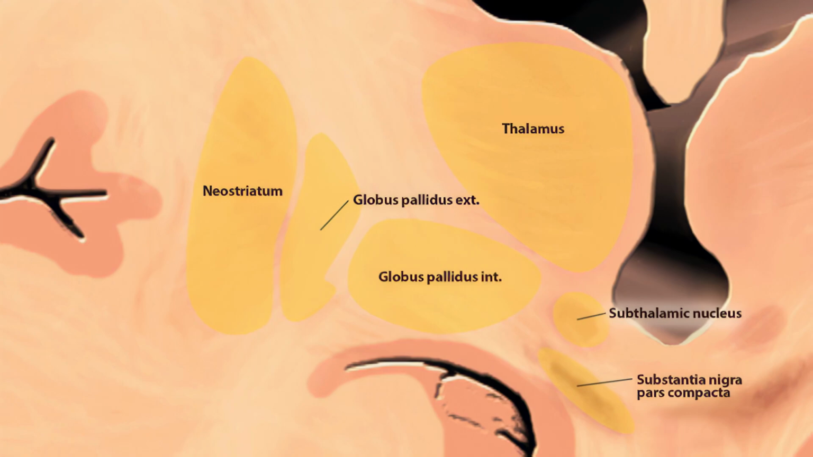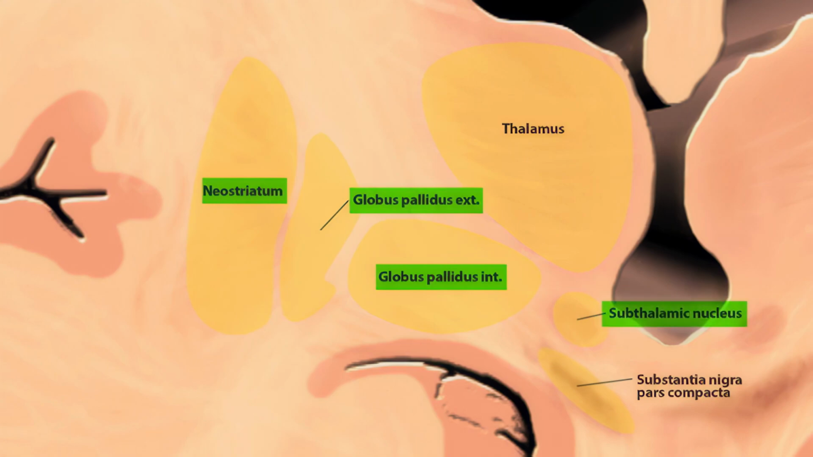There's the caudate nucleus and the putamen, and they function together as a unit called the neostriatum. There's the globus pallidus externa and the globus pallidus interna. There's the subthalamic nucleus. And the last part of the basal ganglia is the substantia nigra, which is Latin for black substance, because when you cut open a brain, the substantia nigra is dark and pigmented. The substantia nigra can be subdivided into the substantia nigra pars compacta and the substantia nigra pars reticularis. We'll talk more about those a little bit later.